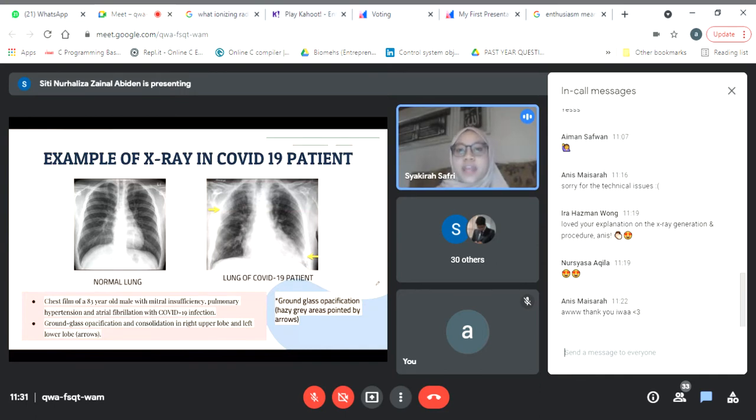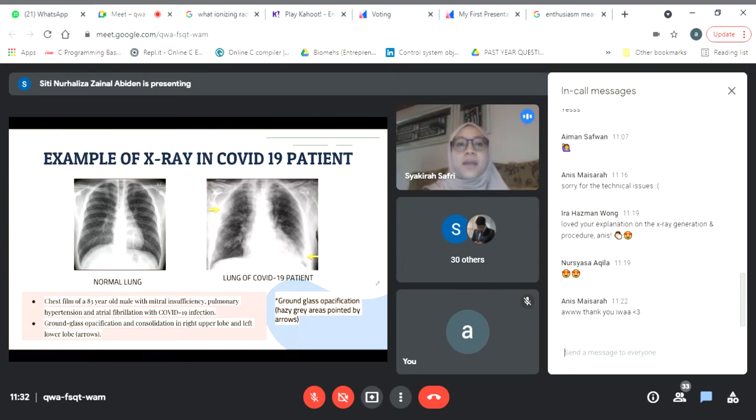So these gray areas indicate increased density inside the lung. In a normal lung, at the area pointed to by the arrow, it should appear black. So these gray hazy areas could be due to the air spaces inside the alveoli now being filled with fluid, as I have mentioned before in pneumonia, or the thickening of the walls of the alveoli itself. Or the third reason, it might be due to the thickening of the lungs itself.